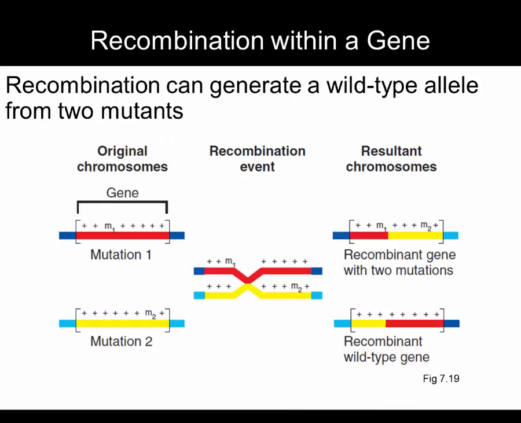Now let's think about recombination in phage. Rather than having a maternal and paternal chromosome as we would in flies, we have two phage chromosomes from different mutants that have infected the same host. But again, as long as the mutations aren't at the same base pair, recombination can occur at a spot between the mutations, yielding a wild-type gene and a gene with two mutations.